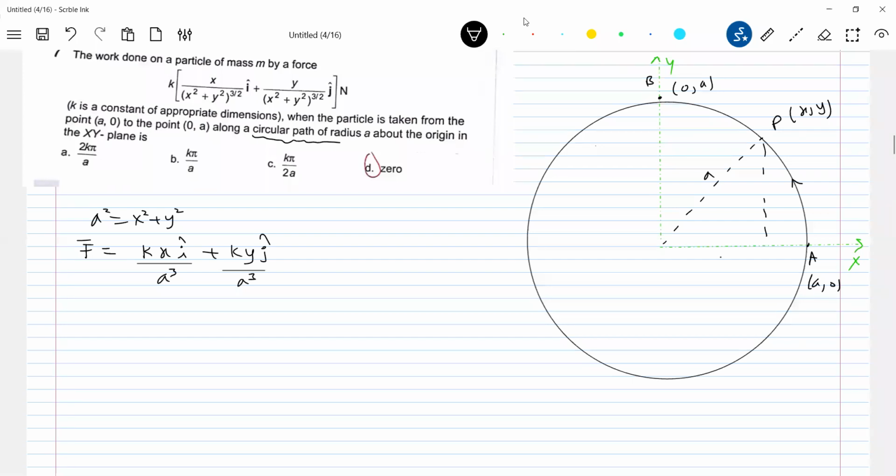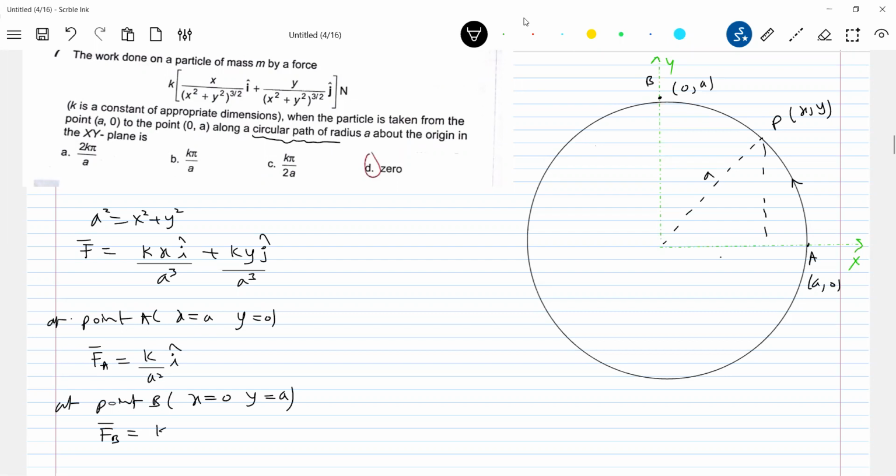At point A, what is the value of x? x will be a, y will be 0. Look at the force: F_A bar will be k a square i cap. Then at point B, x equals 0, y equals a, so this will be k a square j cap. So I got some rough idea. The force here is like this. The force here is vertically up.